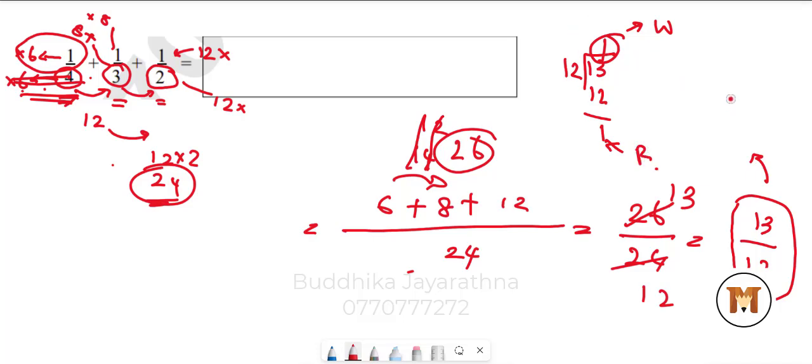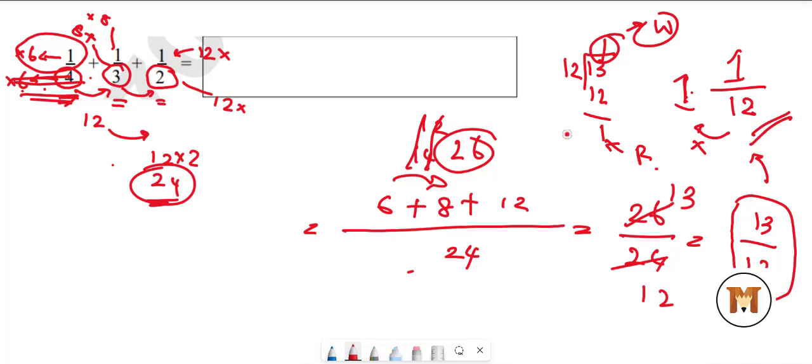So therefore, I'm going to write the denominator as 12, and the whole number I'm going to take over here. So 12 times 1 is 12, and I'm going to add that remainder 1 here. So 1 over 12 is the answer. I hope this is clear to you.